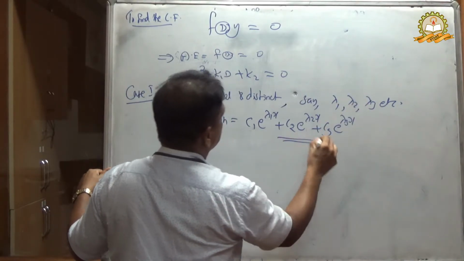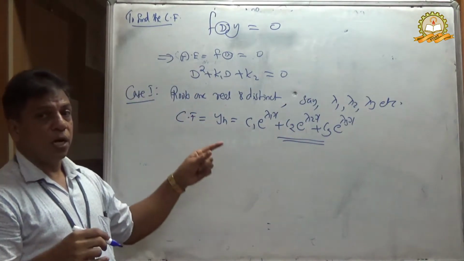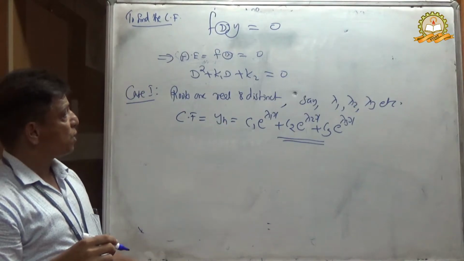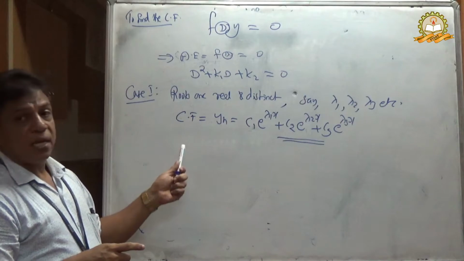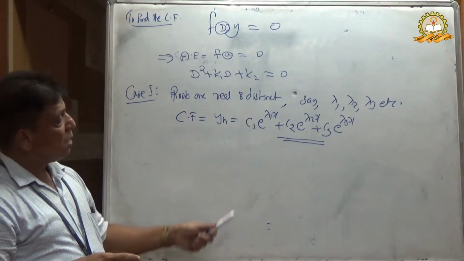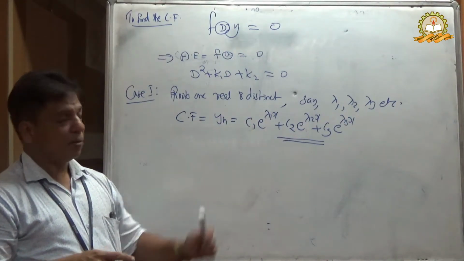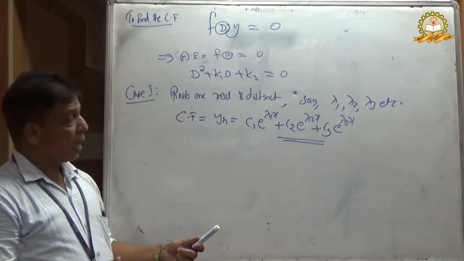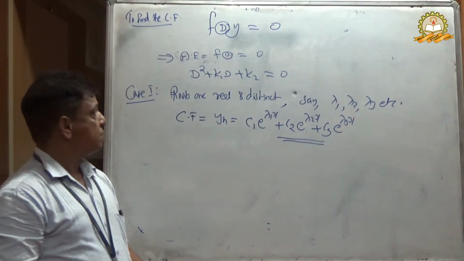This is the procedure for writing the complementary function. If the roots are real and distinct, we can write the complementary function as c1 e^(lambda1 x) + c2 e^(lambda2 x) + c3 e^(lambda3 x), etc. If there is one more root, then we can write c4 e^(lambda4 x), etc.